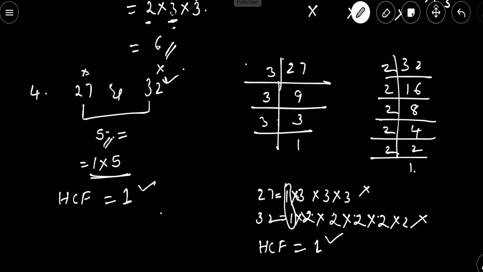I hope you have understood the full form of HCF, the definition of HCF, the method to calculate the HCF, and the trick to calculate the HCF within a second.